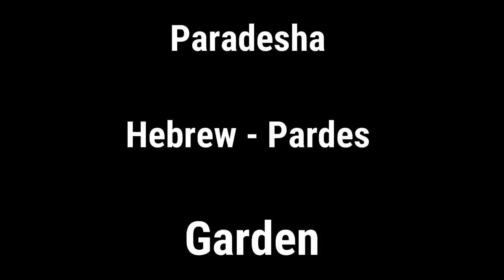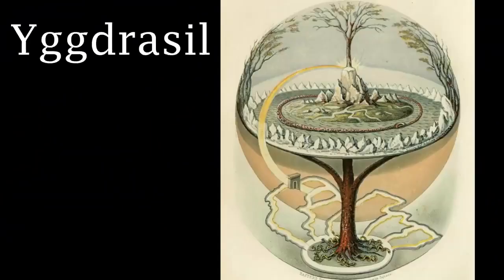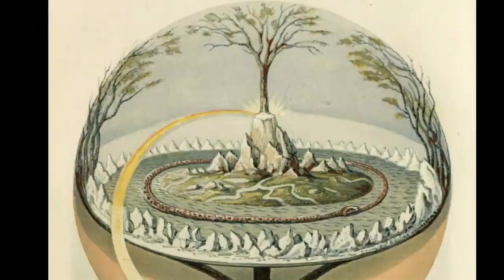In Norse mythology, we have Vergelmir, the whirlpool at the roots of the cosmic tree Yggdrasil, where we are told all rivers flow from. "The ash is greatest of all trees and best. Its limbs spread out over all the world and stand above heaven. 3 roots of the tree uphold it and stand exceeding broad. One is among the Aesir, another among the Rime giants, in that place where aforetime was the yawning void. The third stands over Niflheim, and under that root is Vergelmir." You've seen this before.